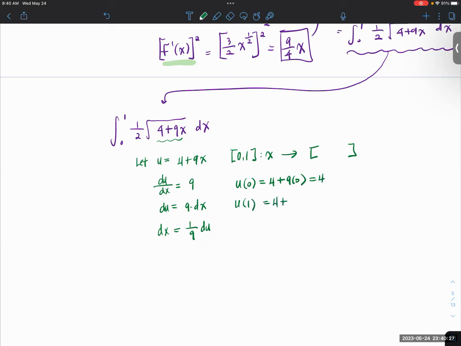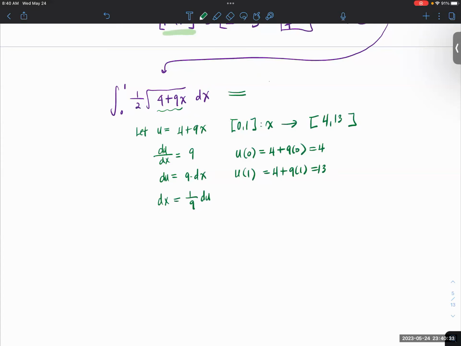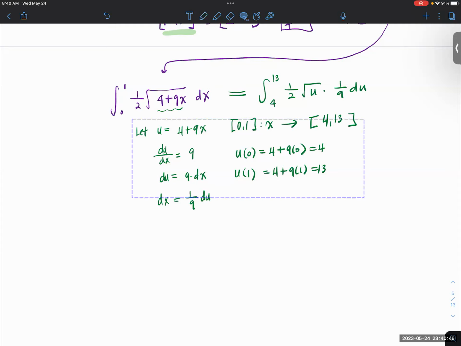u at 1 is 4 plus 9 times 1, which is 13. So at the end, this is going to be the integral from 4 to 13 of 1 over 2, radical u, and we know dx is 1 over 9 du. Are we okay? So that's all we got.